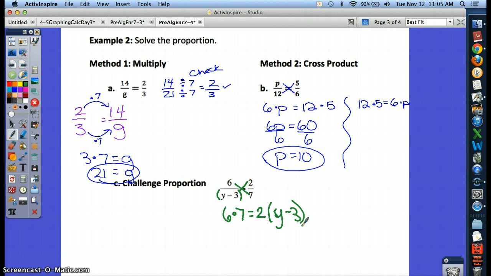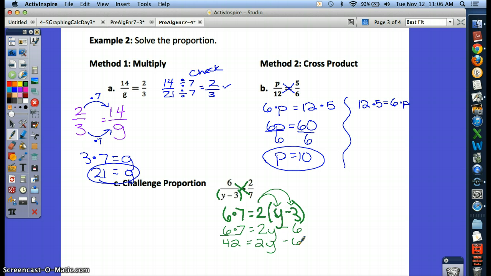So now, how do I finish solving this? Well, we have to get rid of those parentheses, so let's distribute that 2. 6 times 7 equals, distribute the 2 times y gives me 2y, and the 2 times negative 3 gives me a negative 6. Simplify this, what's 6 times 7? 42 equals 2y minus 6, and now you can solve it.